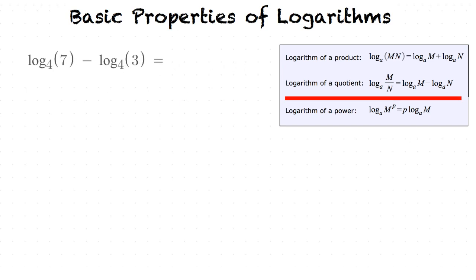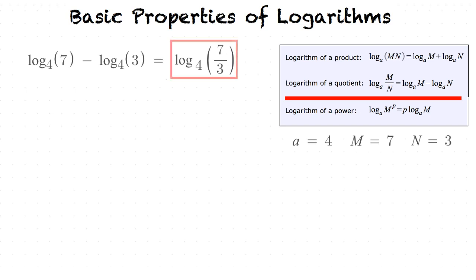Okay, we have log base 4, 7 minus log base 4, 3. In this case, our a is going to be equal to 4. Our m is going to be equal to 7, and our n is going to be equal to 3. So now we see that an equivalent logarithmic expression is going to be log base a, m over n. We have a, which is equal to 4, m, which is equal to 7, and n, which is equal to 3. So, putting the pieces together, we end up with log base 4, 7 over 3.